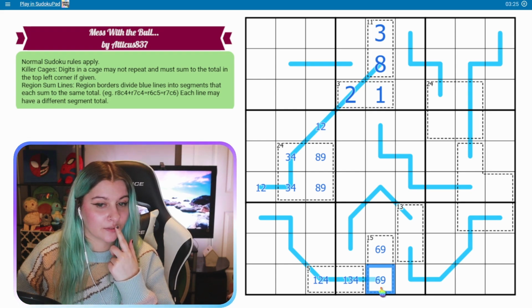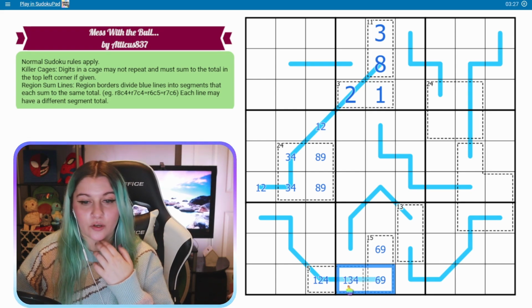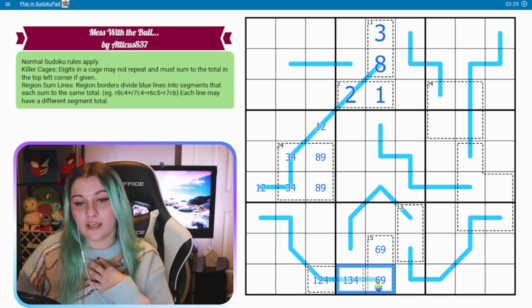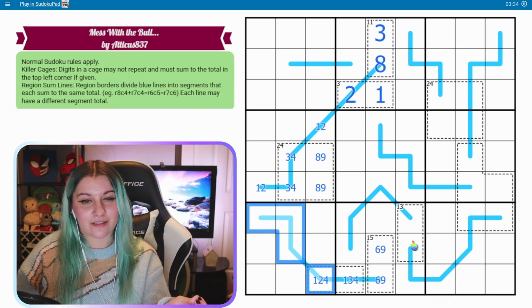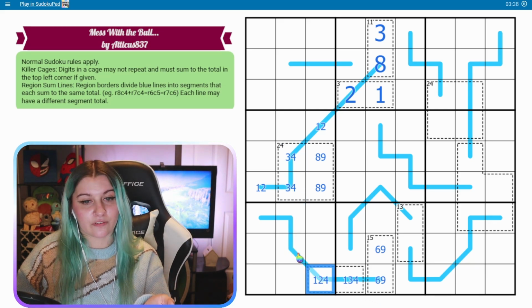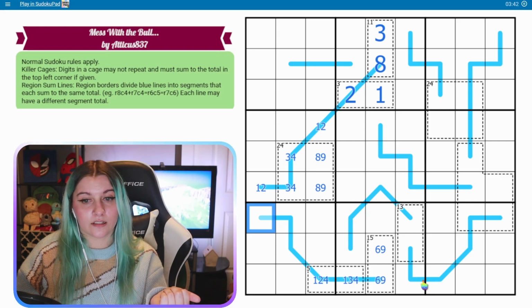Ooh. What's the biggest this could be? 15? Nope, 13. 4 plus 9. I was thinking 6 plus 9, but 4 plus 9 is only 13. So I have a little bit of space to work with. These two can't be a 3 or a 4, but I could have a 4 here and a 3 here. That would be fine.